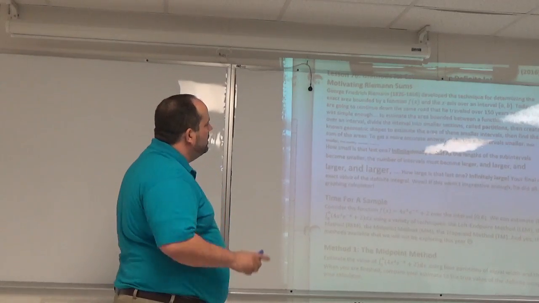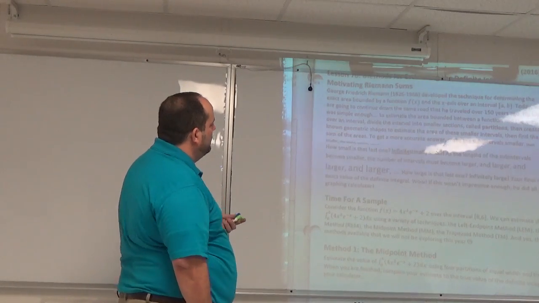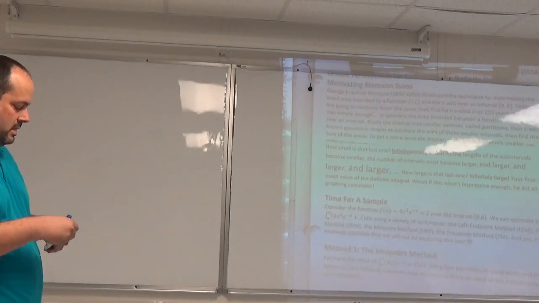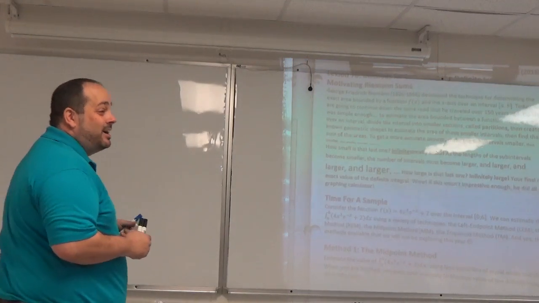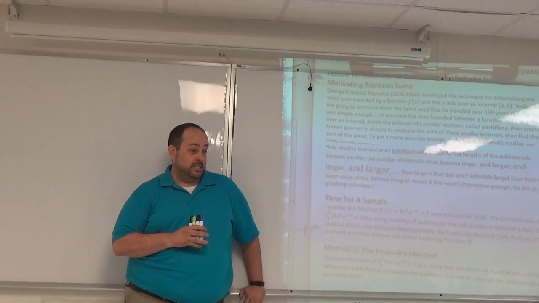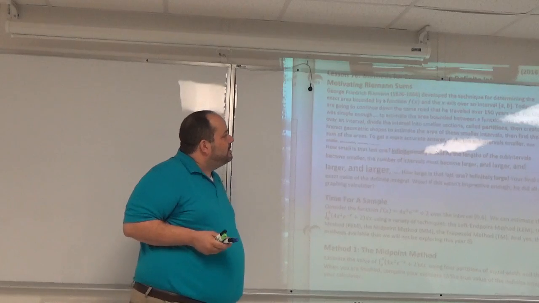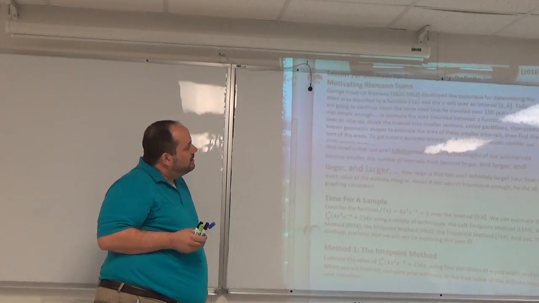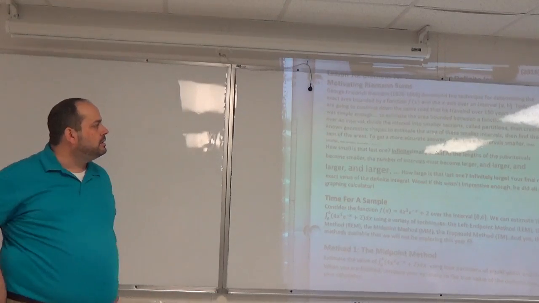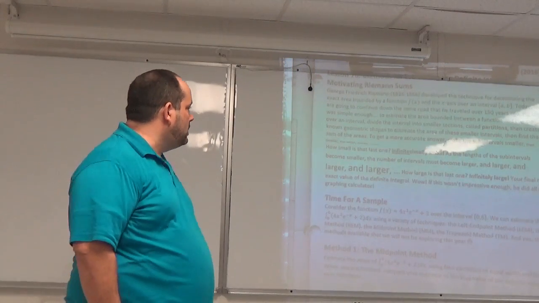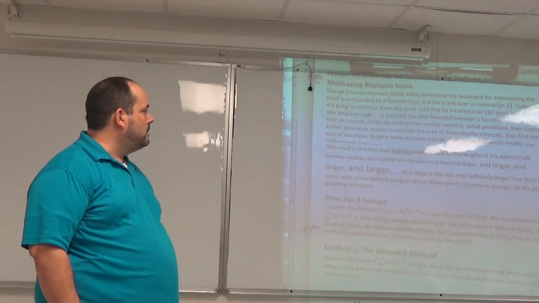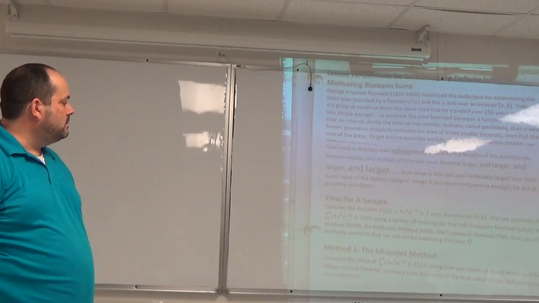Motivating Riemann himself. George Friedrich Riemann, 1822. He died young. If you don't think 40 is young, ask somebody who's over 40. It's young. Developed the technique for determining the exact area bound by a function and the x-axis over an interval a, b. Today we are going to continue down the same road that we traveled over 150 years ago.